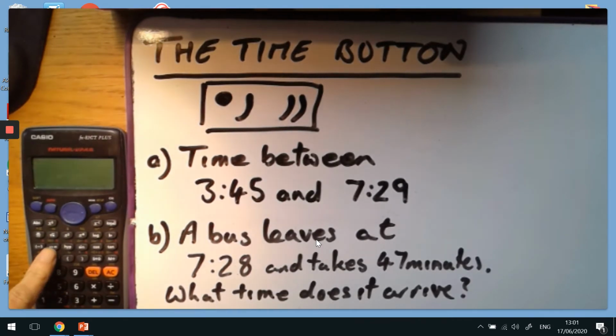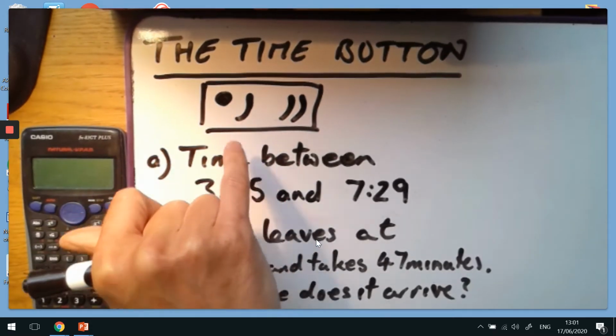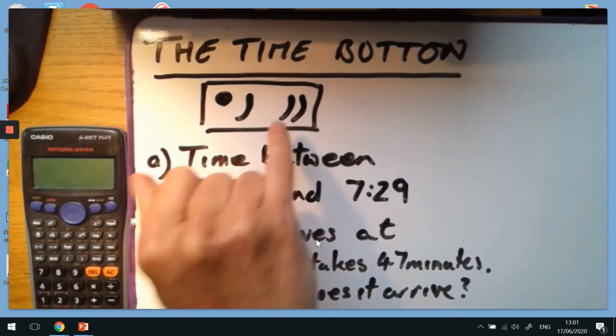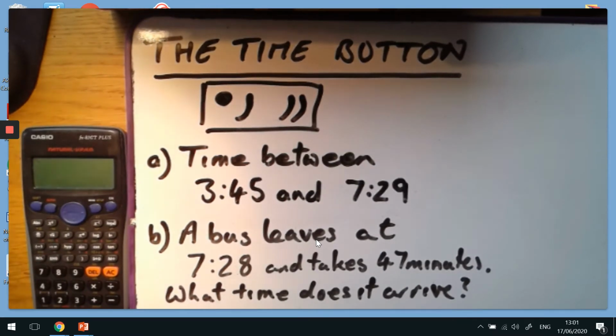It's this one here. What you see is a full stop and a speech mark and then a double speech mark. It's a bit of a strange symbol, and you may have seen it, and I would imagine very few people have used it. And it is for time. So let me just explain.